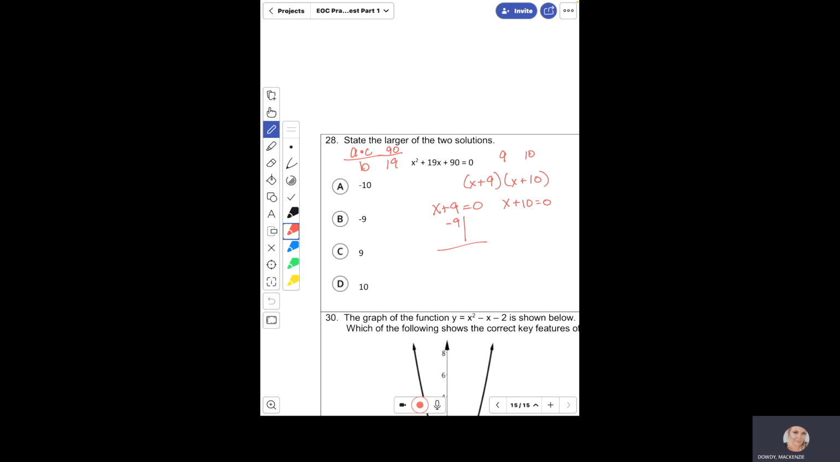So we subtract 9, get x is negative 9. Subtract 10, x is negative 10. Now what's our bigger number? Negative 9 is greater than negative 10. So your answer is B, negative 9. It's the larger of the two solutions.